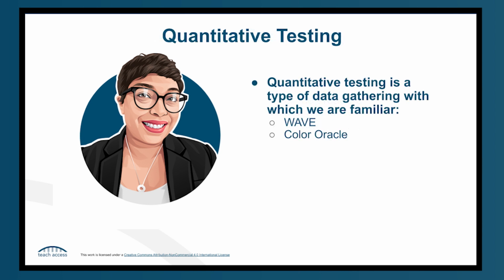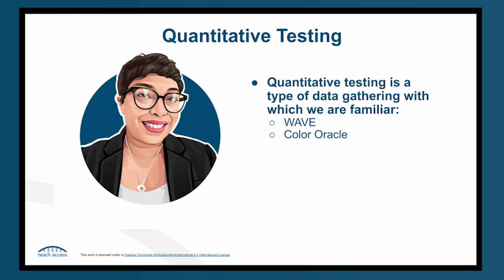Quantitative testing is a type of data gathering with which we are familiar. We can use the tools provided online, like Wave or Color Oracle, to test how accessible content is in our design. From those tools, we collect percentages and ratios that can help us meet accessibility guidelines. Here's an example. Suppose we test our design with the WebAIM contrast checker and find that our contrast is 2.3 to 1. Because contrast should meet the ratio of 4.5 to 1, we know that our design is not accessible.